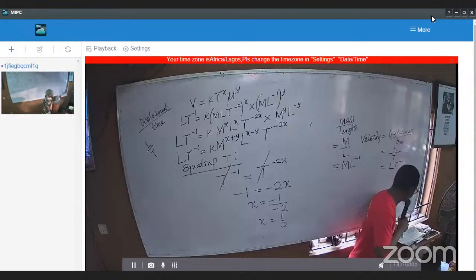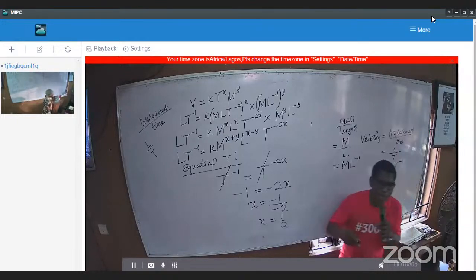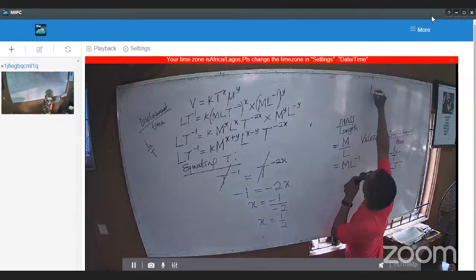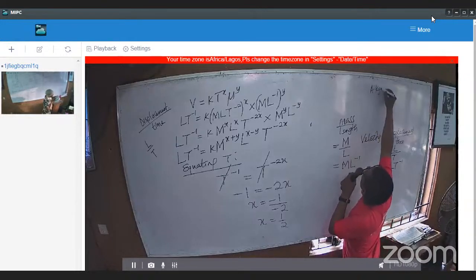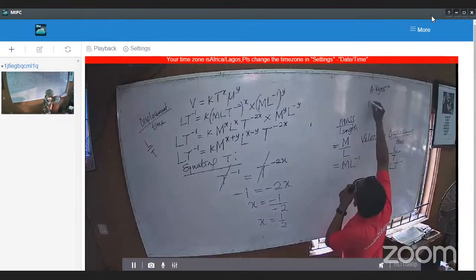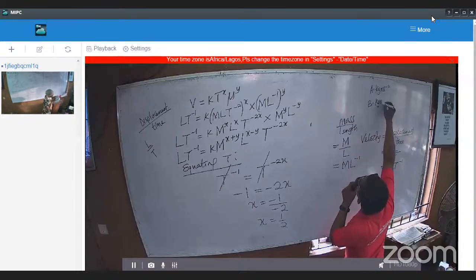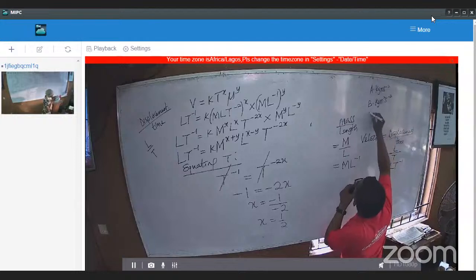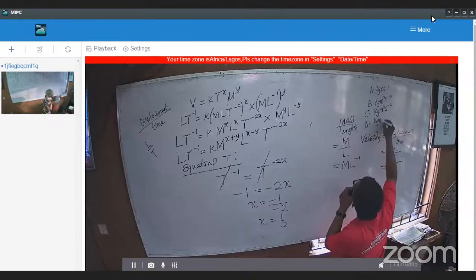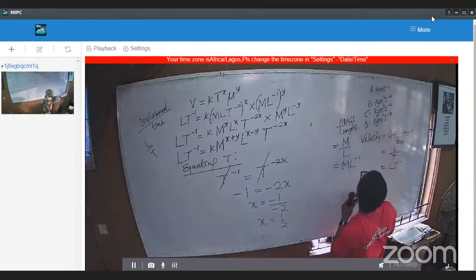So which of the following units is equivalent to the watts? Option A, kilogram meter per second squared. Option B, kilogram meter squared per second squared. Option C, kilogram meter cubed per second squared. Option D, kilogram meter squared per second cubed.